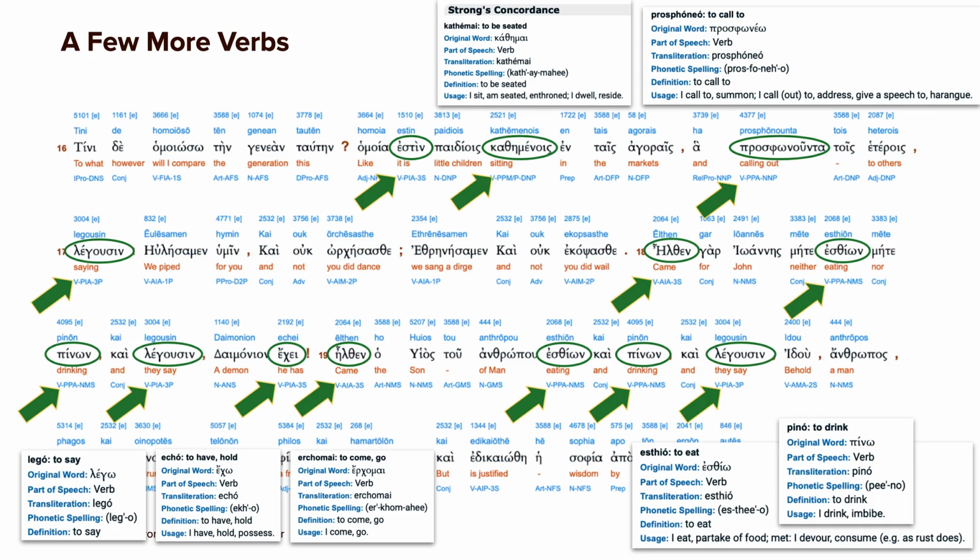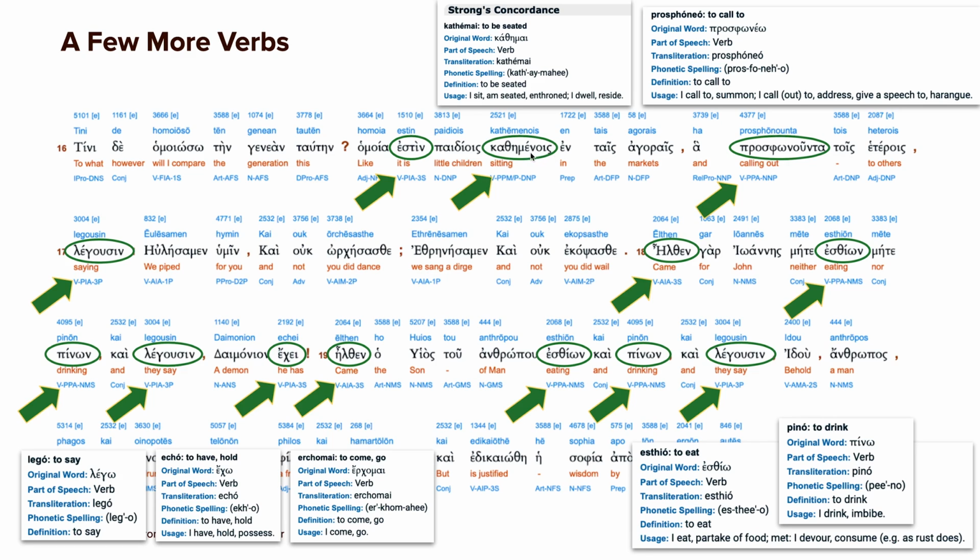All right, so let's just cover a few more verbs here before we end. I just wanted to review a few things we've seen. We've seen estin, third person singular of the present indicative active form of eimi. It is like children. So this generation is like children sitting in the markets. Here is kathemenois. That comes from kathemai. This is a middle only verb, sitting. So it's kind of a subject related action. The person that's doing it isn't doing it to something else. They're seating themselves. So that's why it's a middle only verb.